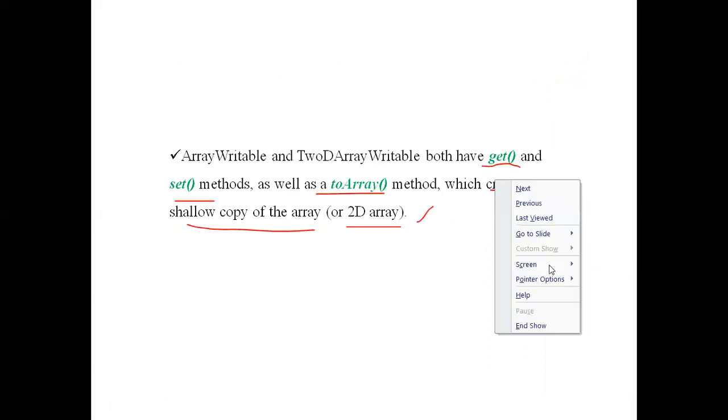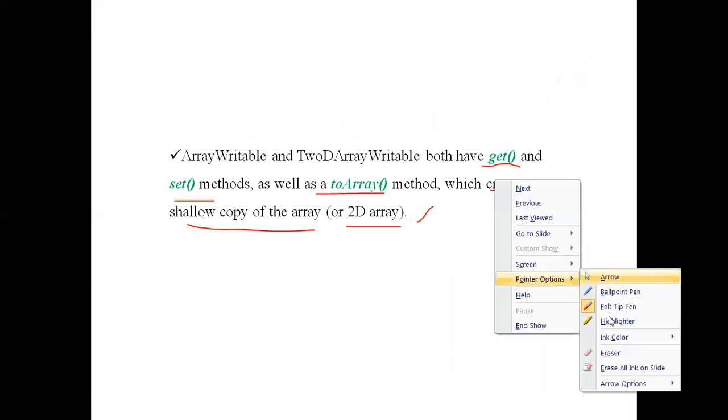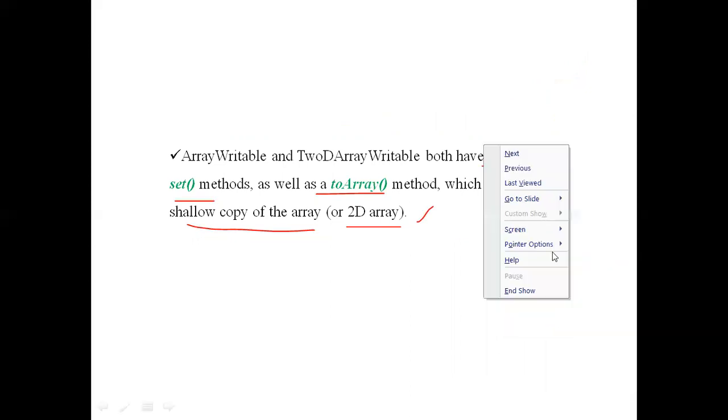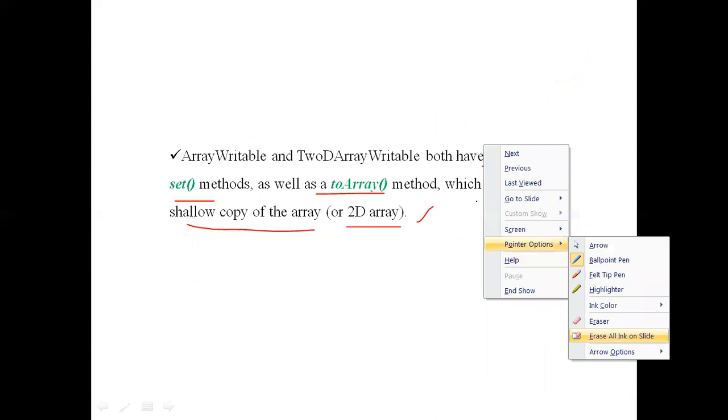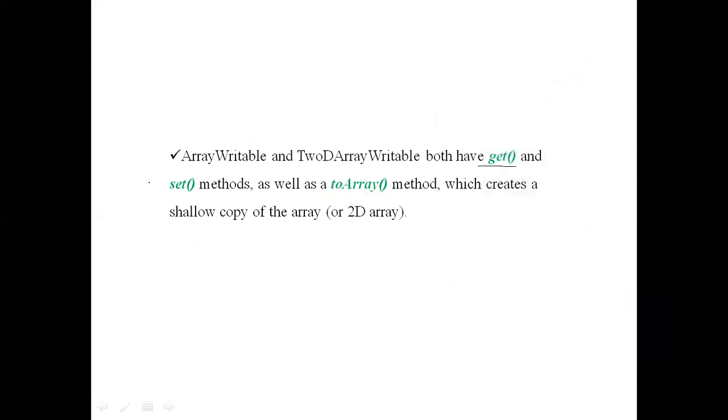When we come to this, mainly three methods are available here. The three methods are the get method, the set method, and toArray. Their role is similar to printf and scanf. We use the set method to give values to the array. We use the get method to retrieve values from the array. Next, the toArray method is used to copy one array to another array. Directly for copying from one array to another array, we use the toArray method.